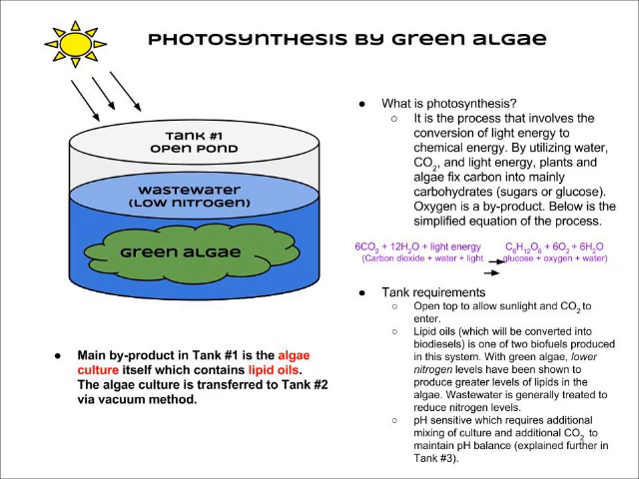With green algae, lower nitrogen levels have been shown to produce greater levels of lipids in the algae. Wastewater is generally treated to reduce nitrogen levels. Thus, we can use wastewater in tank number 1. Also, in growing algae, the pH level is a bit sensitive, in a small range from 7 to 9 on the pH scale. And keeping this balanced requires additional mixing of the culture to aerate it, and adding additional carbon dioxide to maintain pH balance.